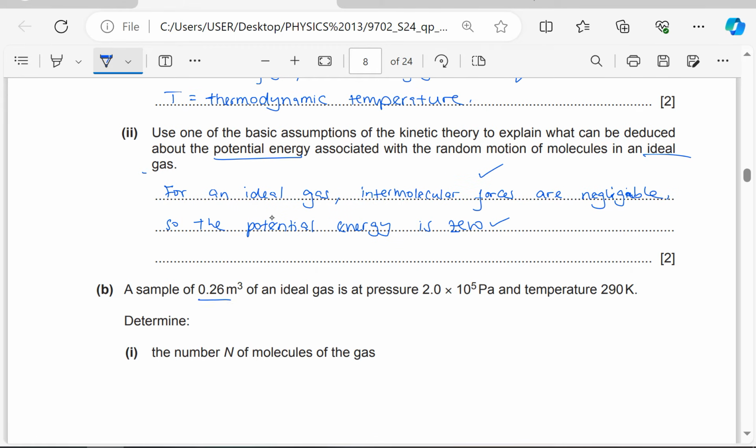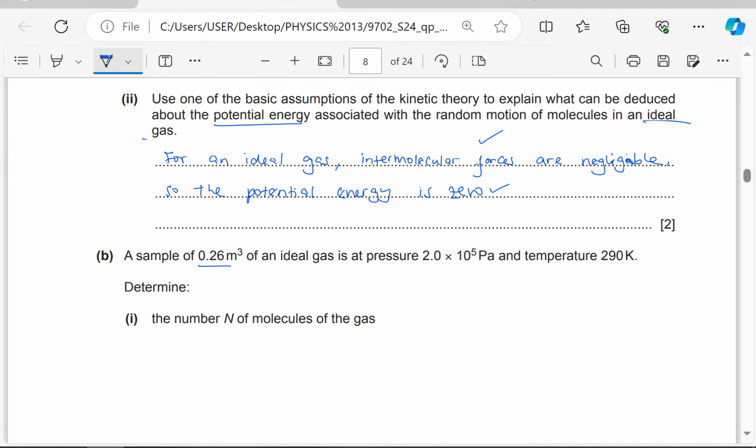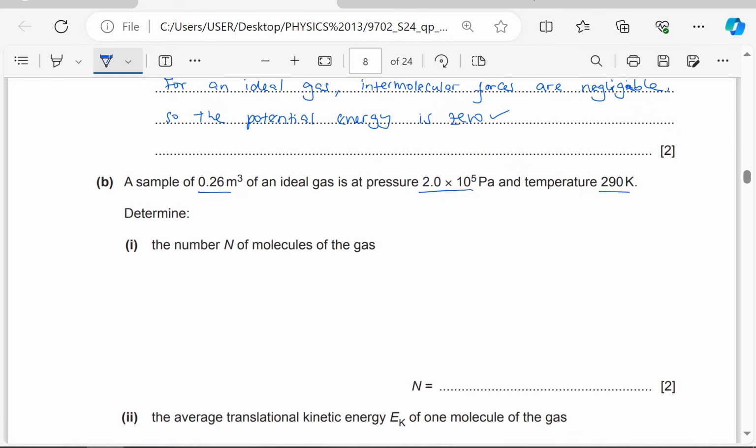Then a sample of 0.26 meters cubed of an ideal gas is at a pressure of 2.0 times 10 to the power of 5 pascals at a temperature of 290 Kelvin. Determine the number N of molecules. So I'll just use the simplest equation. I can use PV equals nRT, but that may take me more time. I'll just replace nR with Nk, where k is Boltzmann's constant.